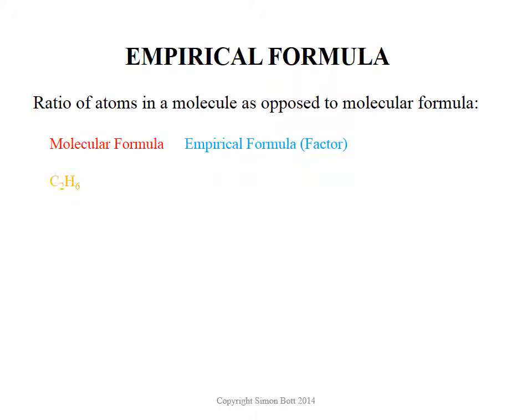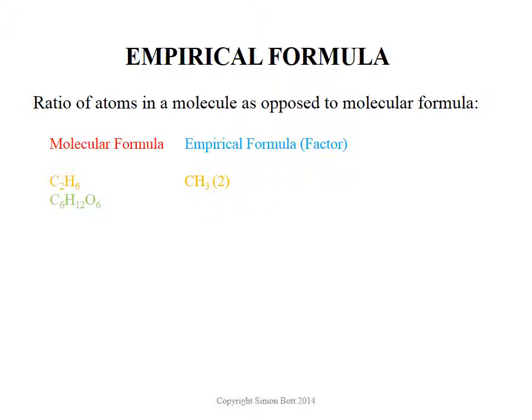We've got 2 carbons to 6 hydrogens, or 1 carbon to 3 hydrogens. And the relationship between the empirical formula and the molecular formula is what I'm calling this factor, 2. The molecular formula has to be a whole number multiple of the empirical formula. In this case, the molecular formula is twice the empirical formula.